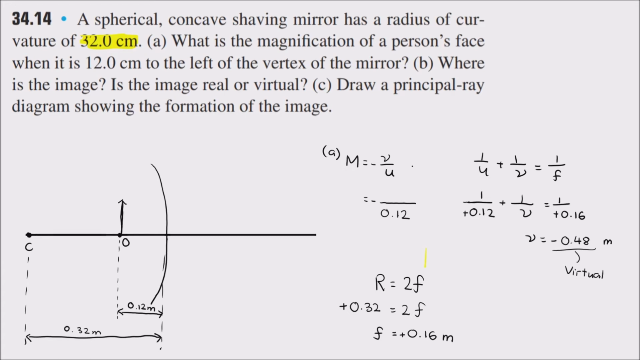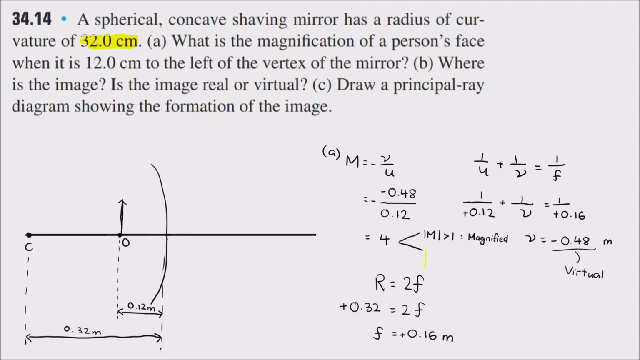Okay, so knowing that, we can substitute this negative 0.48 inside. Remember to retain the negative sign. Then you find that your magnification will be equal to 4. Okay, magnification has no unit, it's just a ratio. So this magnification equals 4 here, what does it tell you? Well, since the absolute value of m is greater than 1, it means that it is magnified. Okay, your image will be larger than your object.